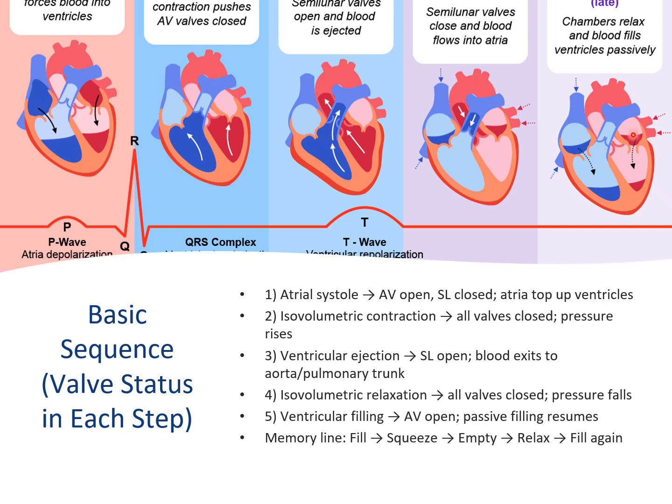As the ventricular pressure falls, it drops below atrial pressure, the atrioventricular valves open and blood flows passively into the ventricles. So together, these 5 moments make up one complete cardiac rhythm, a continuous alternation of contraction and relaxation that maintains blood flow throughout the body.